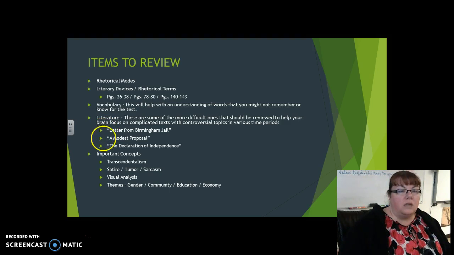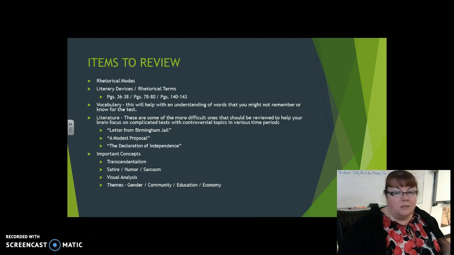Some that I suggested here specifically, so you see the complicated text, you see the controversialness of it, and you see the various time periods. I have suggested that you look at Letter from Birmingham Jail, the Martin Luther King Jr. piece, A Modest Proposal, and the Declaration of Independence. Now, each of these is drastically different. You've got the satire, you have the letter of response argument aspect, and you also have the induction and deduction aspect with the Declaration of Independence.